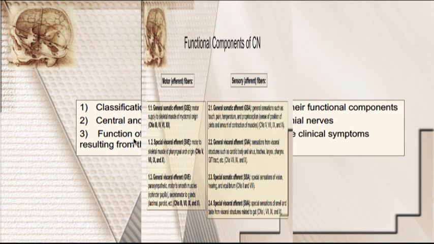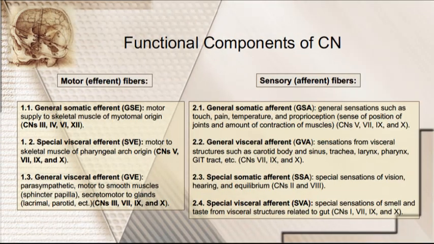So let's begin. Cranial nerves may carry one or more of the following functional components. There are several types of the motor and sensory fibers. First of all, the motor fibers to voluntary muscles, which include the somatic motor or general somatic efferent axons. These axons form the 3rd, 4th, 6th, and 12th cranial nerves.